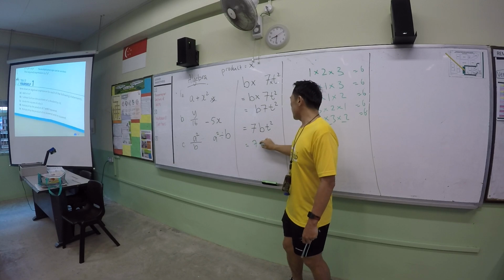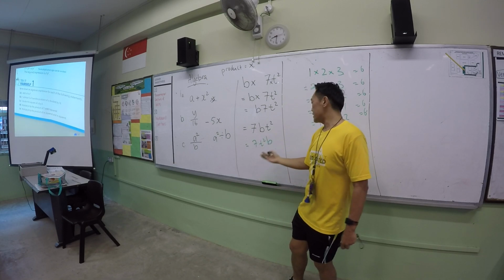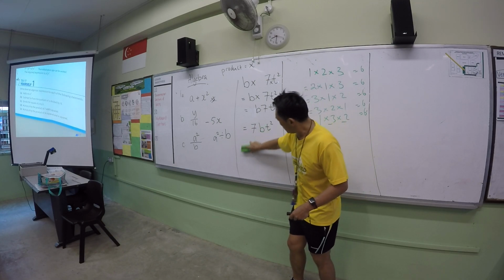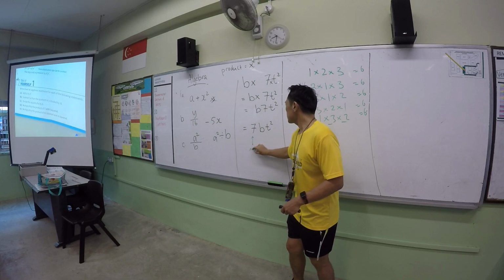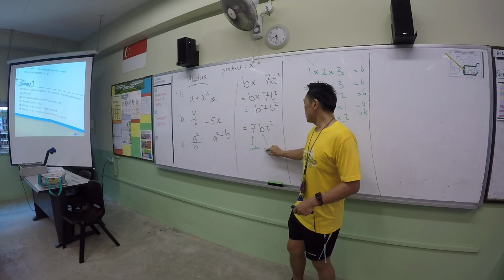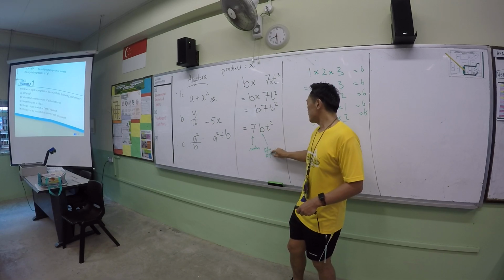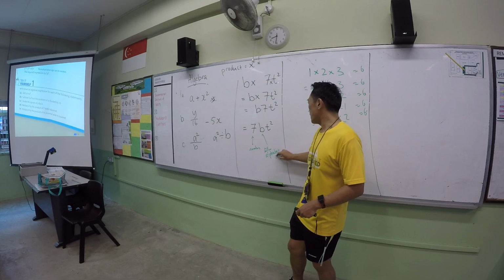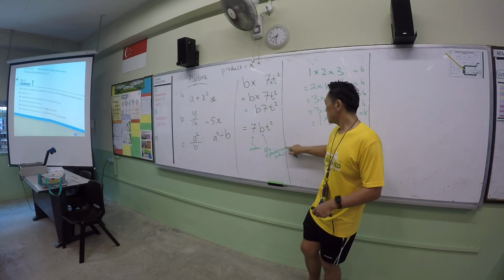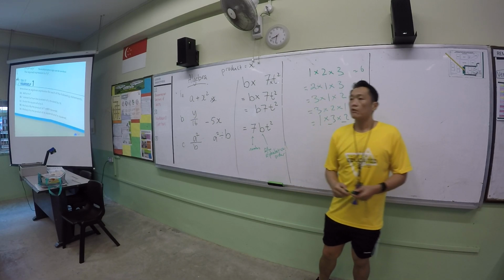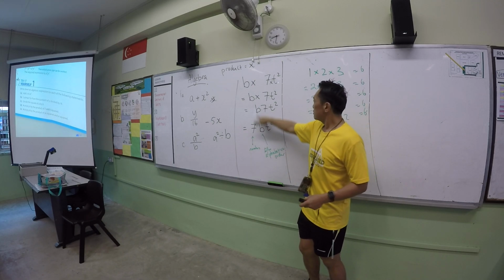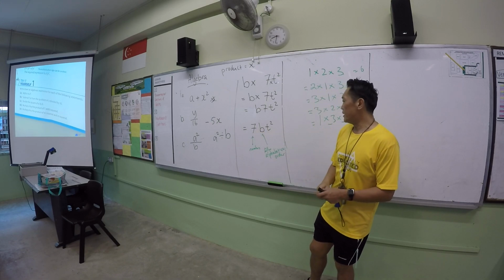We can also write 7 t square b. Just that today you learn the convention is to write numbers first, then the alphabet follow alphabetical order. So number, it is still multiplication, then just number followed by b followed by t square.